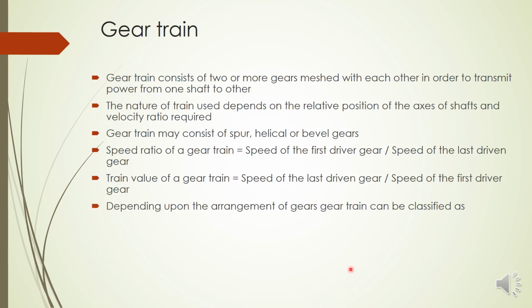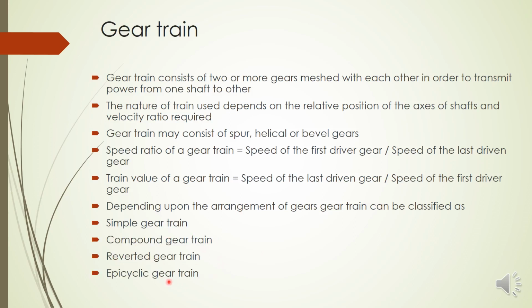Now how will you classify the gear train? Depending upon the arrangement of gears, we can classify into 4 categories. That is, the first one is simple gear train, then compound gear train, reverted gear train, and finally epicyclic gear train. So these are the 4 classifications of a gear train. So we will see them one by one.